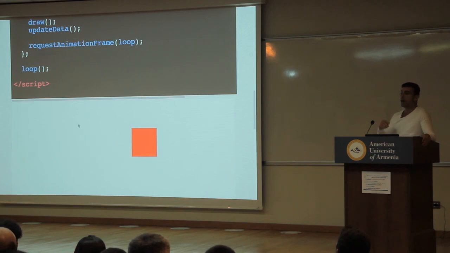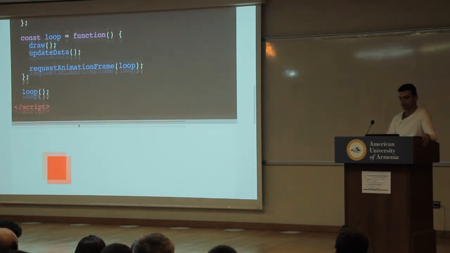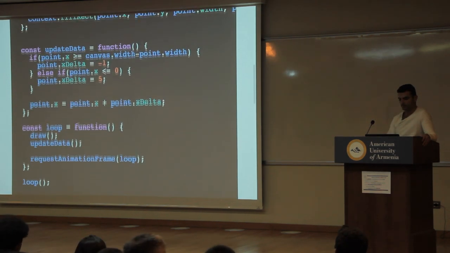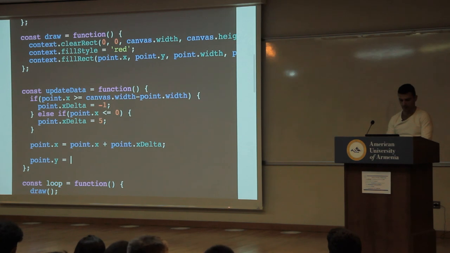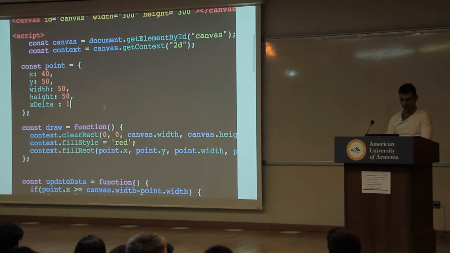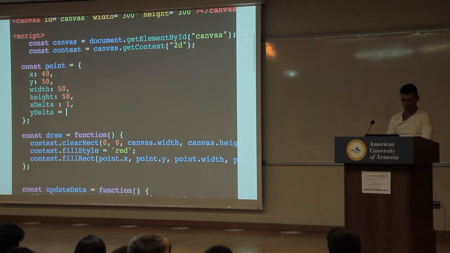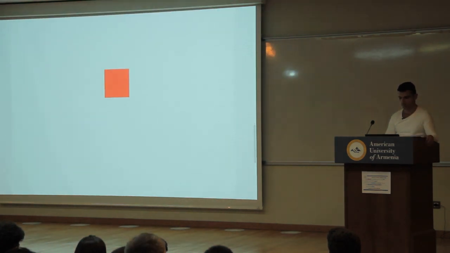And if I want it to go diagonally? Let's start with right and down. How do I do that? Increase the y. Okay, you're right. So I have to increase the y. So let me do point dot y equals point dot y plus, what do I need? Okay, so now it keeps going down.